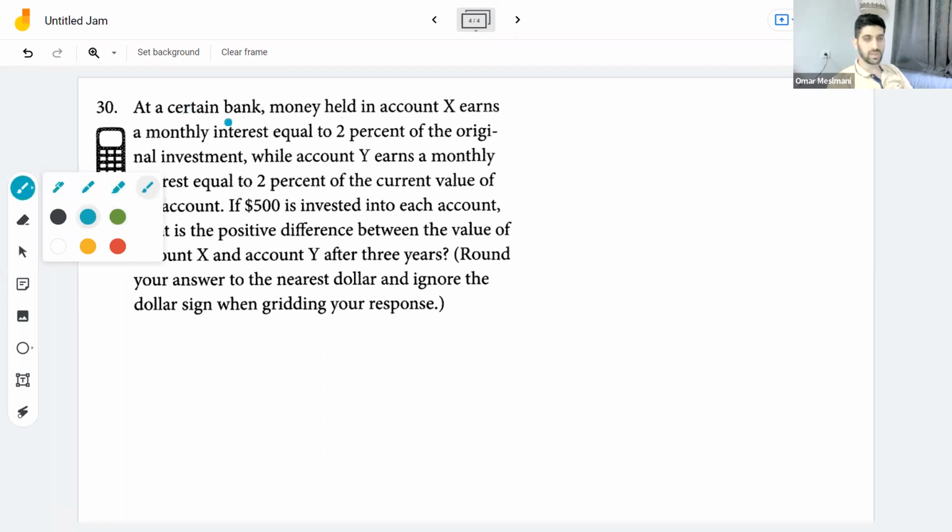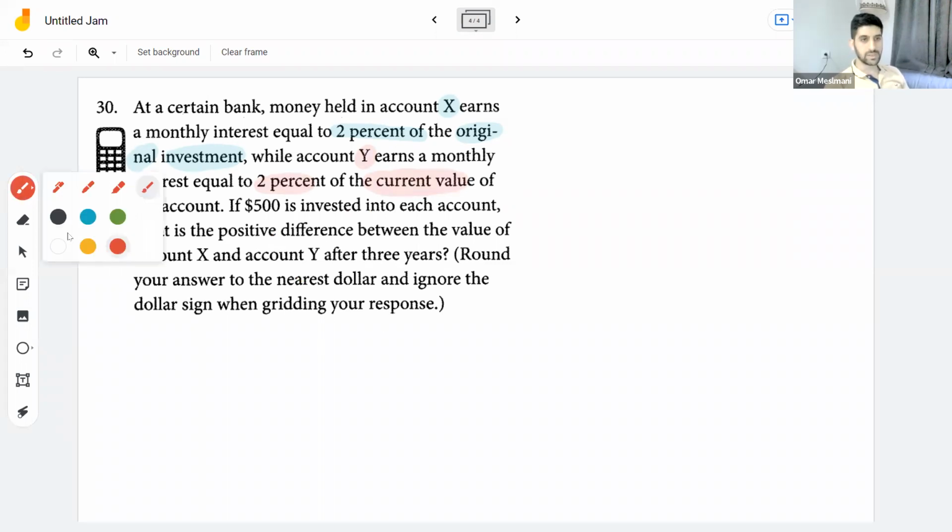So what he's saying is that at a certain bank, money held in account X earns monthly interest equal to 2% of the original investment, while account Y earns monthly interest equal to 2% of the current value. There's a huge difference between taking 2% of the original investment and taking 2% of the current value.